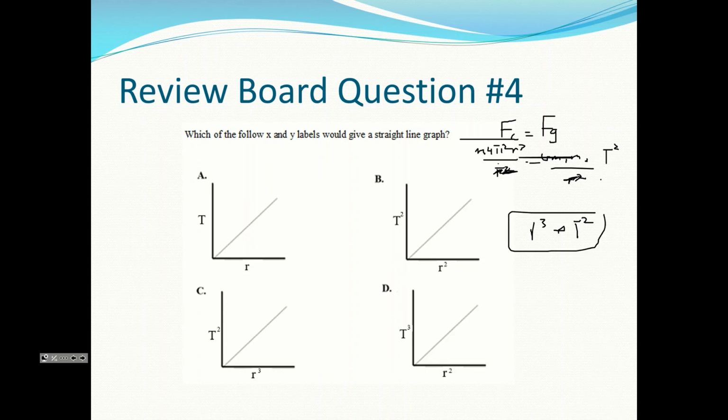So whenever people ask me, how do I make it a straight line graph? Make it look like it does in the formula. So in the formula, r is cubed and T is squared. So C is the only thing that's going to get us the straight line there.